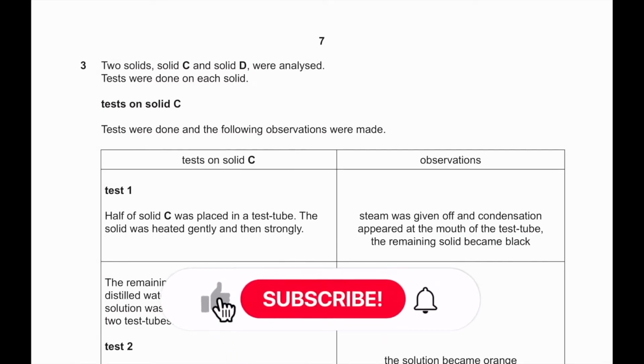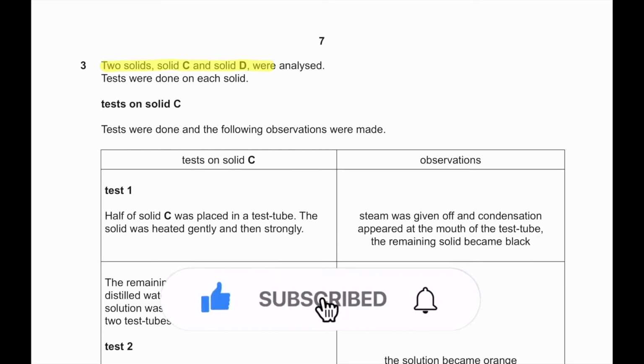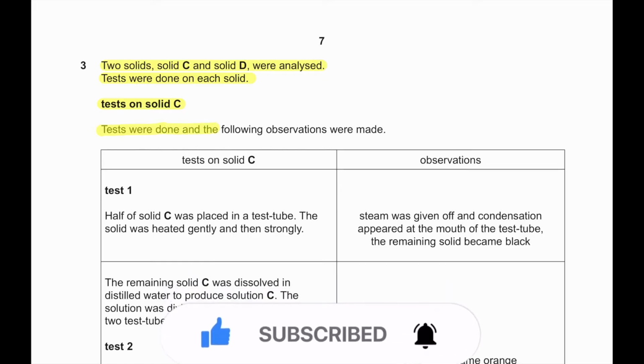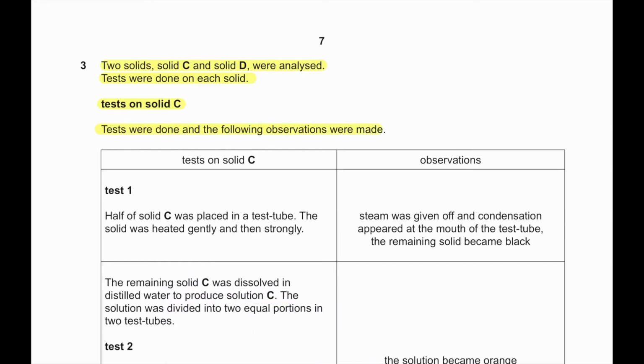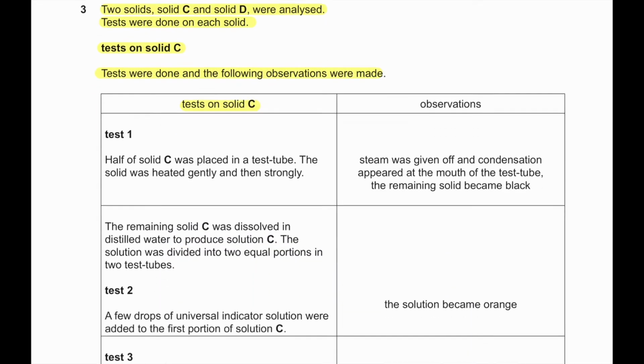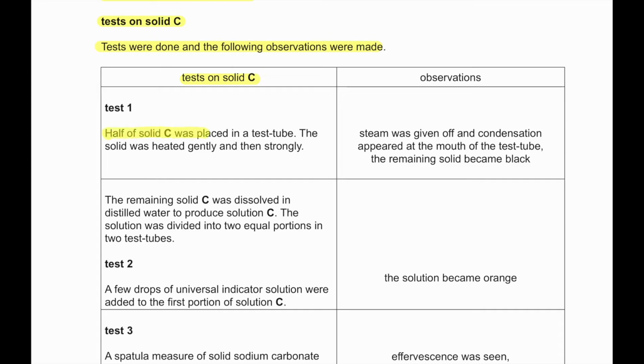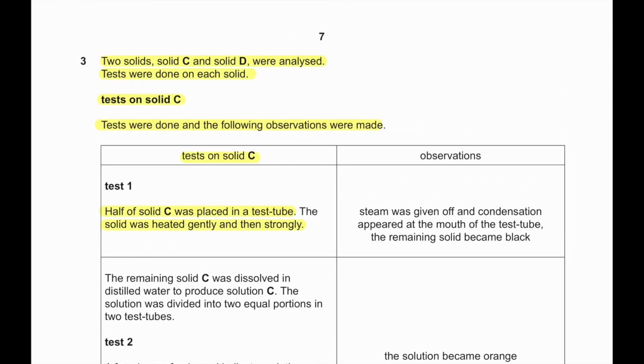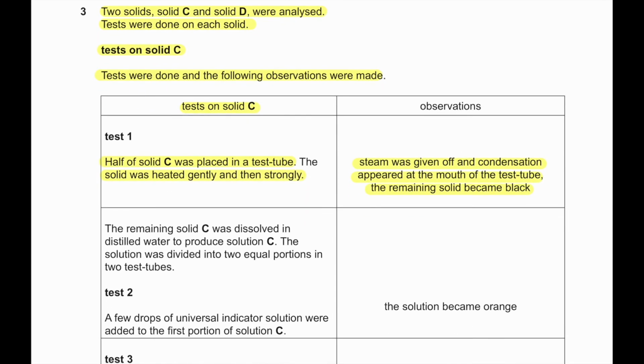Question number 3. Two solids, solid C and solid D, were analyzed. Tests were done on each solid. Test on solid C. Half of solid C was placed in a test tube. The solid was heated gently and then strongly. Steam was given off and condensation appeared in the mouth of the test tube. The remaining solid became black.